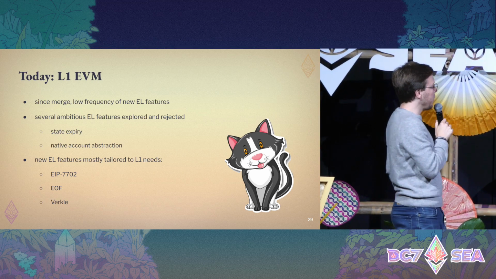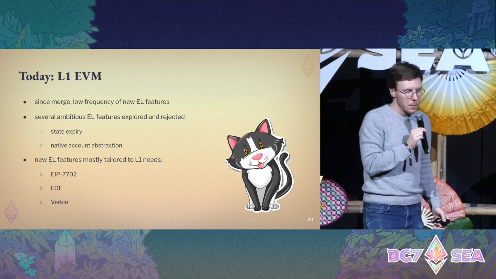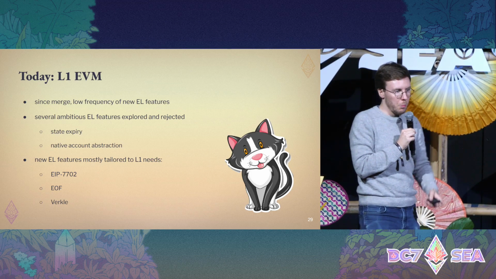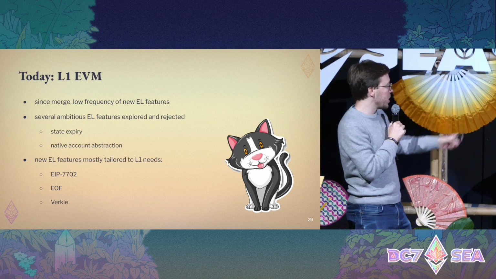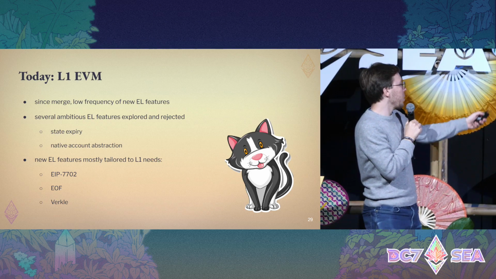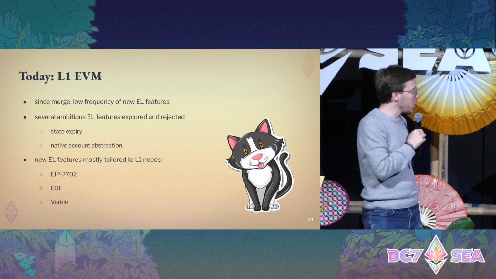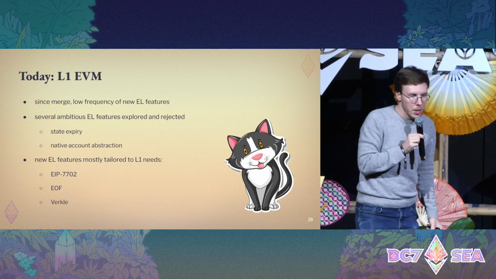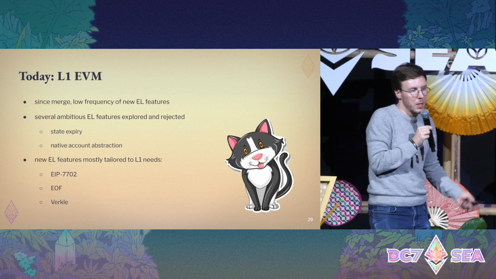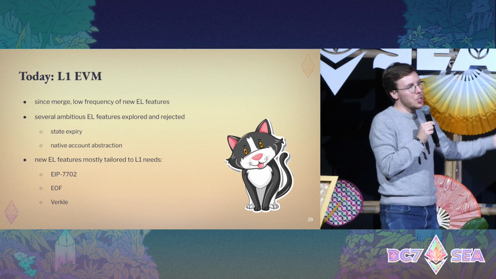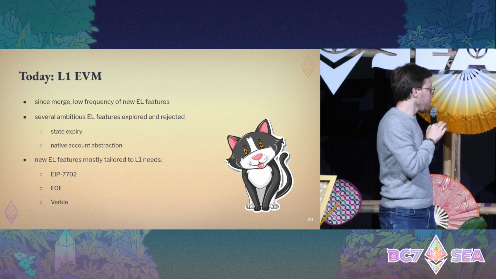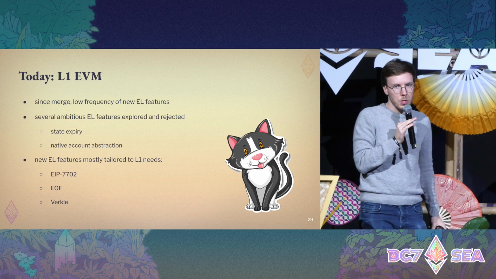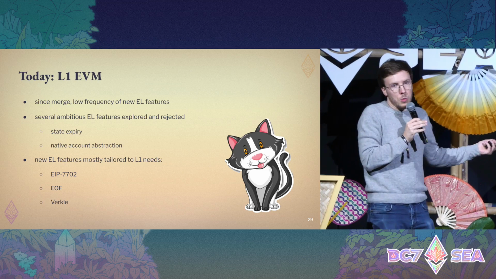We've had a few of these more ambitious features that we worked on and actually got all the way down to specs and the ability to, in principle, ship them, and then rejected them. Two of them that I worked on in the past were state expiry, to manage the state size on Ethereum, and native account abstraction. Both of those were ready 3-4 years ago, and we just decided, hey, it's just not a priority for L1.